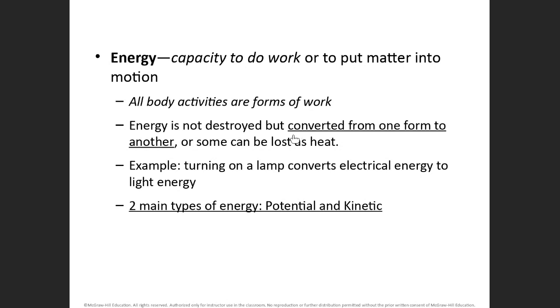We'll see when we study the nervous system and muscle contraction how we actually have a conversion from chemical energy to electrical energy. So that's just an example of that. And then the book gives you a little example here of everyday life. Turning a lamp on converts electrical energy to light energy, right? So we see this all the time. We deal with it all the time. There are two main types of energy, potential and kinetic.